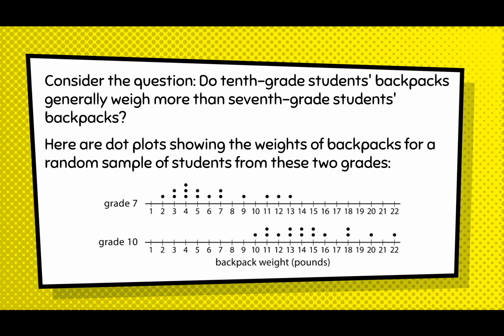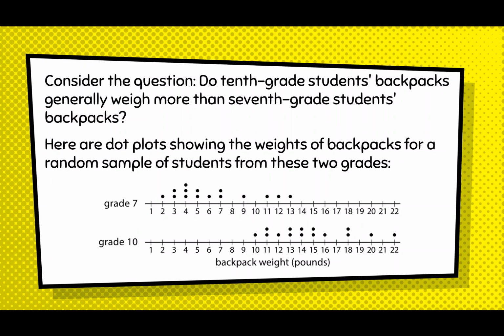We can see that some students' backpacks were weighed and they collected that data. They definitely didn't collect the data of every single 7th grader at the school, so we don't know that this is true for everybody or that it represents everybody, but it says they did a random sample. So our hope is that it's pretty accurate data.